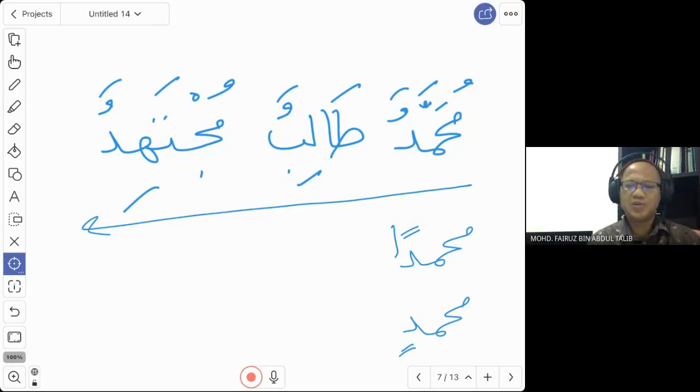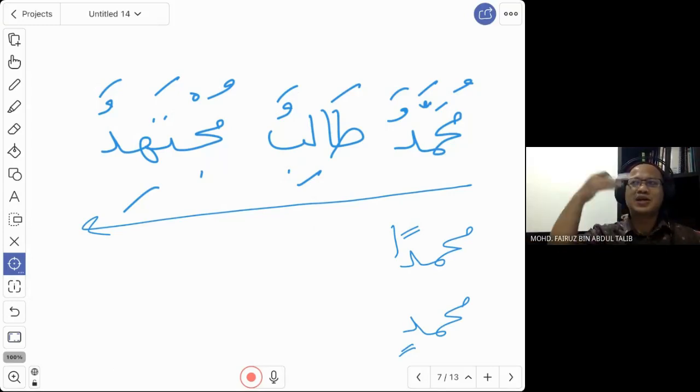So if you ask me, how do you read? Which one do you use? If for example in grammar classroom or in reading classroom, of course you have to read everything, because the teacher wants you to read with the correct symbols. Muhammadun Talibun Mujtahidun. But when you read it on your own or when you speak, nobody will read Muhammadun Talibun Mujtahidun, because when you read on your own, you want to read fast, right? So you just say Muhammad Talib Mujtahid. If you want to speak, you say, hey, Muhammad Talib Mujtahid. We don't say Muhammadun Talibun Mujtahidun. Nobody will say that.